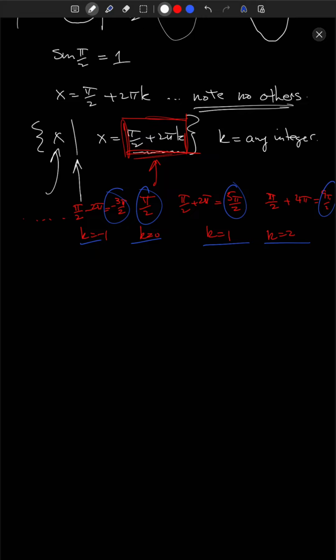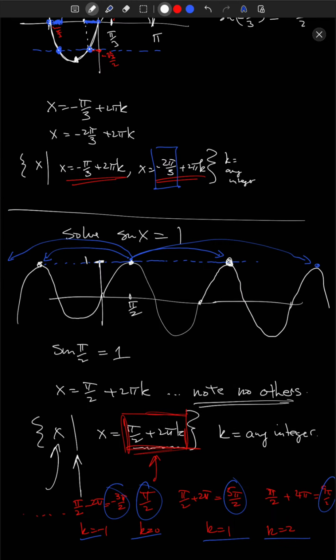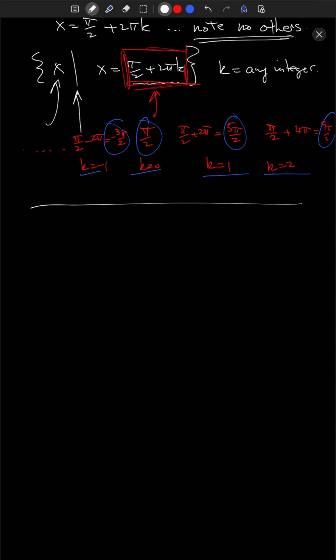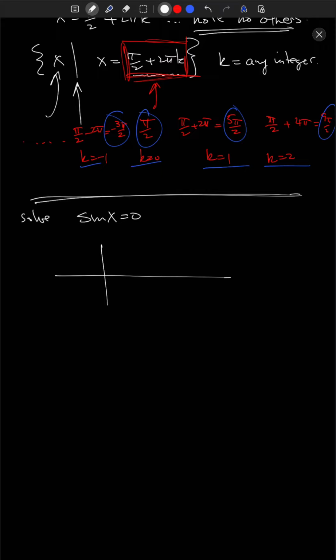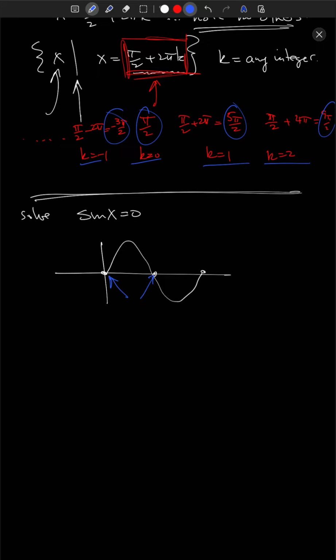The generic problem will be more like the two examples I did above, but there are some special cases, like the one we just saw. If I want to solve sine of x equals 0, that's also a special case, because sine looks like this. The two solutions between 0 and 2 pi are at 0 and at pi. So x equals 0, x equals pi, and then again plus 2 pi k.